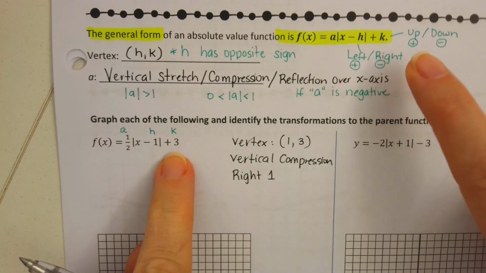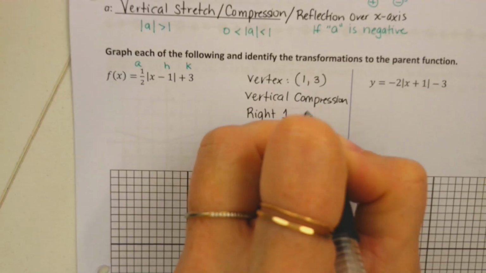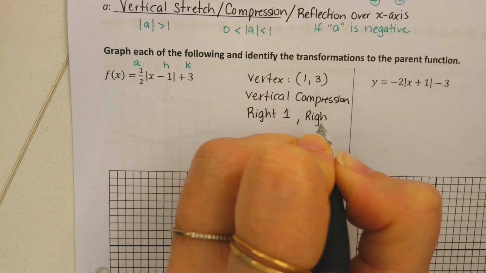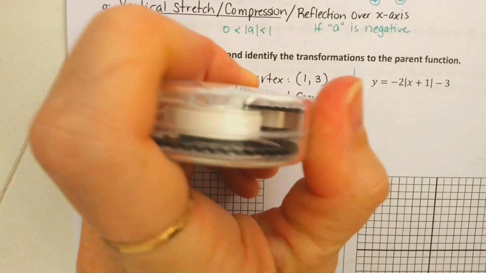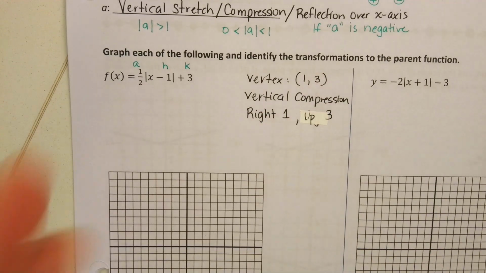And then I see a +3 over here. Is that going to move it up or down? Up. So it's right 1 and up 3. These are how it's different than the parent function. Right 1 and up 3, not right 3, up 3.